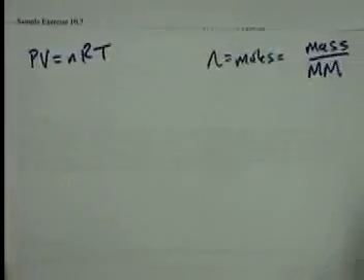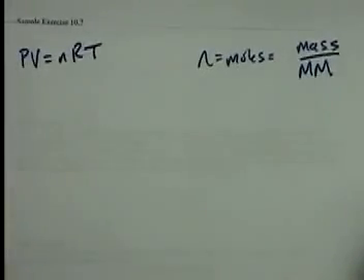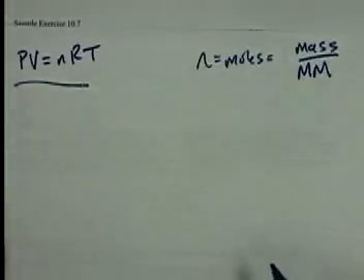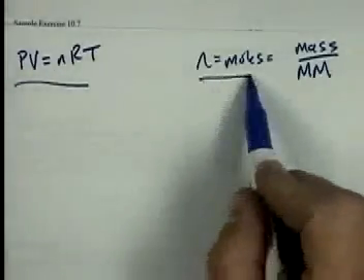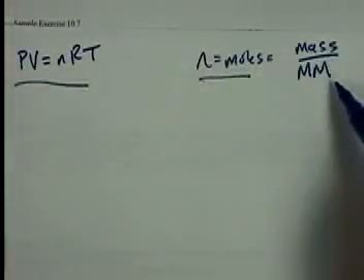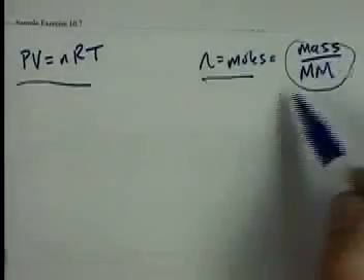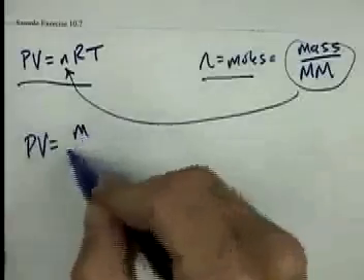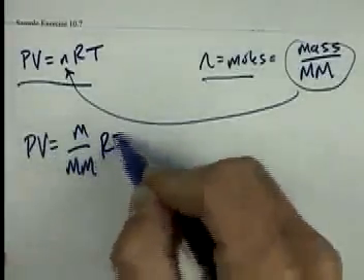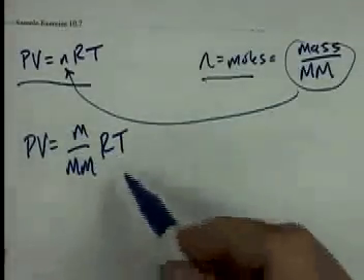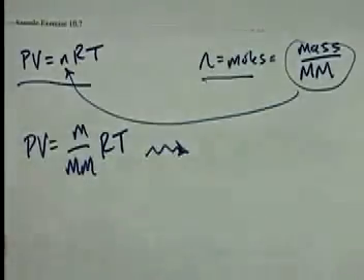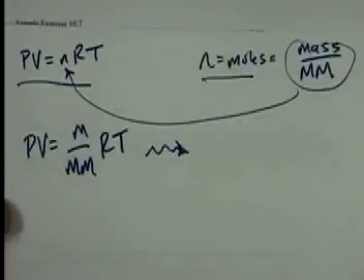Well, I want to do a little derivation for you first before we start this problem. We left off when we were using the ideal gas equation, PV equals nRT. But remember that moles, symbolized by n, is equal to mass divided by molecular mass. And so you can substitute it in for n, producing PV equals mass divided by molecular mass times RT.